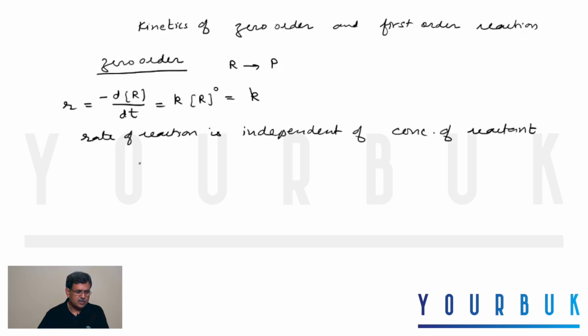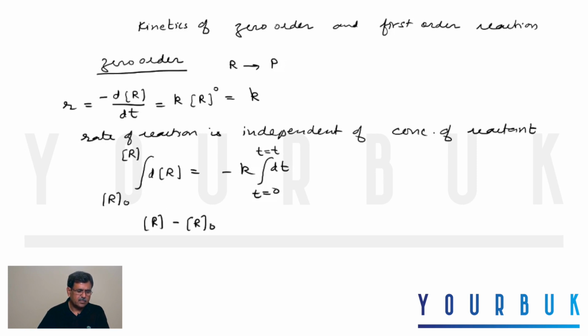Now integration of this is dR is equal to minus K into dt. So on integration, this is the concentration of the reactant at t equals 0, that is called the initial concentration of the reactant, and this is the concentration of the reactant at the end of time t. It gives R minus R naught is equal to minus K into t, or we can write that R is equal to R naught minus K into t.